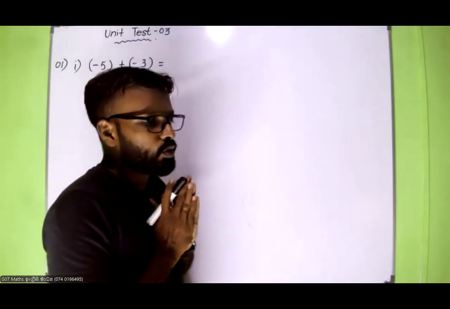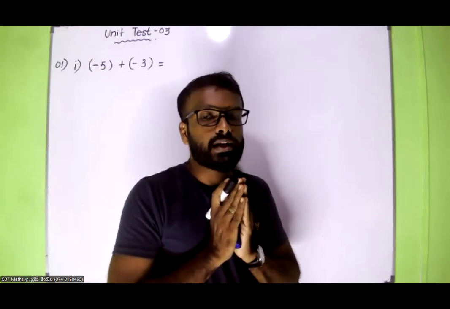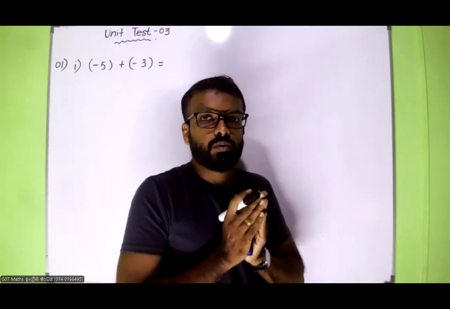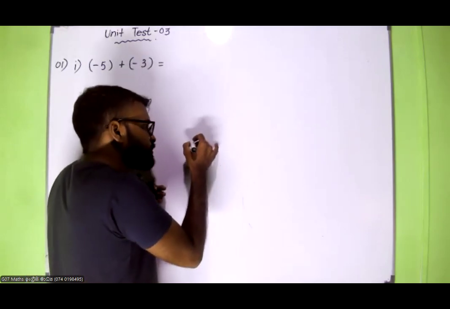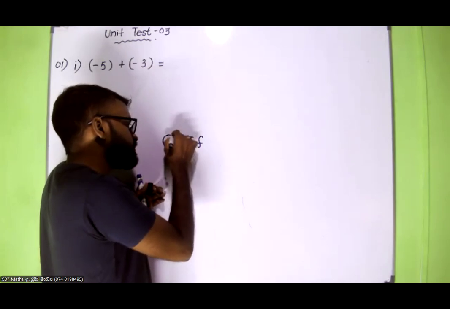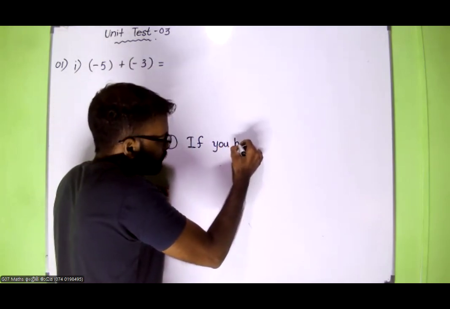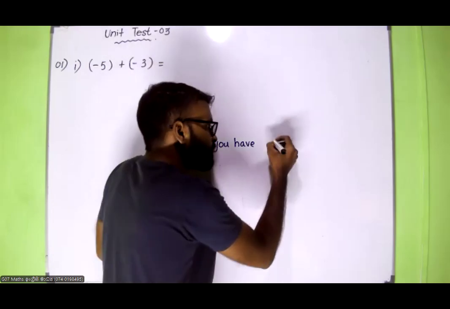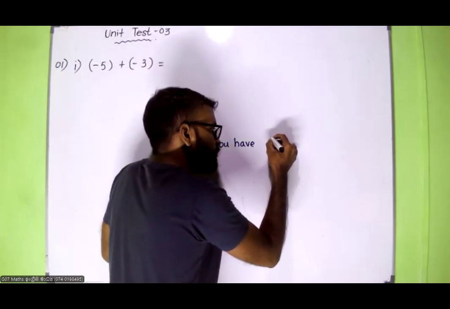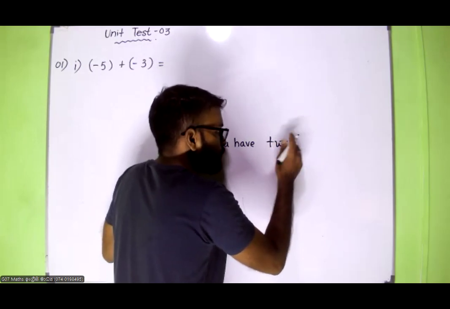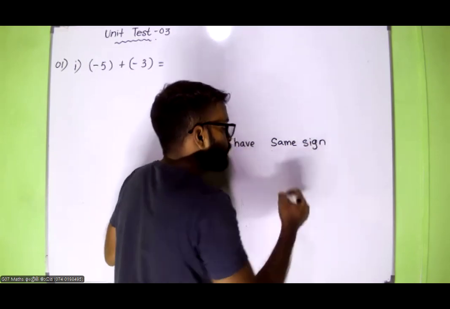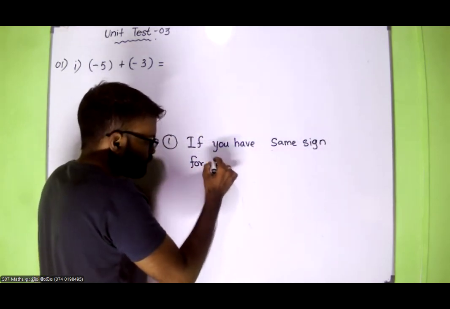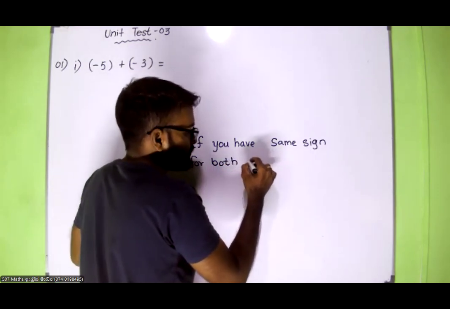So if you are going to add two directed numbers, or two directed fractions, the first thing is, if you have the same sign for both numbers, for both directed numbers.